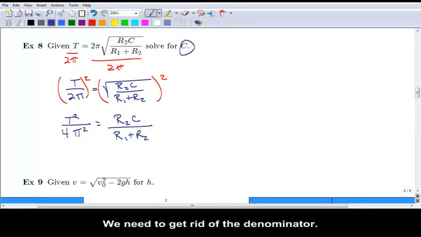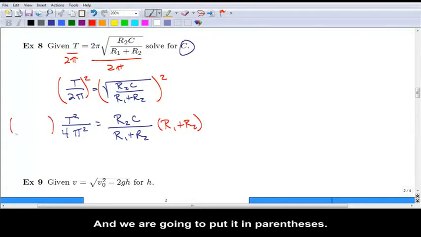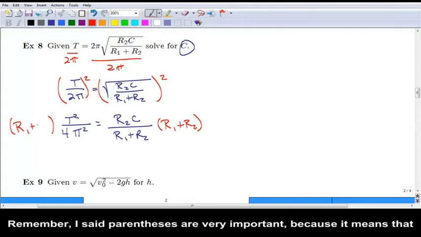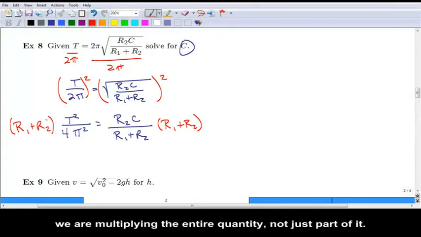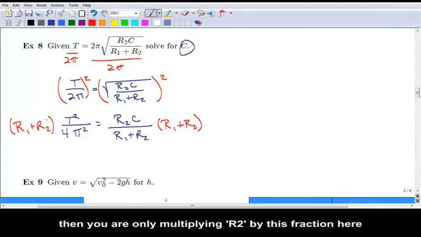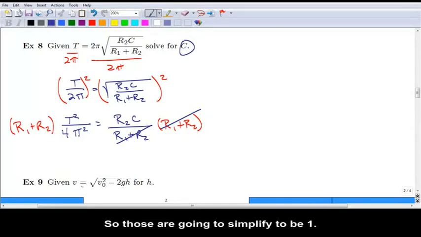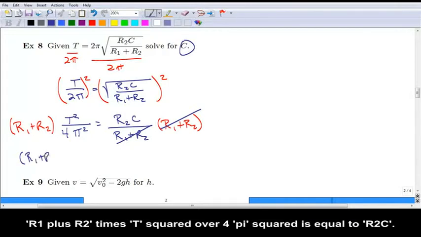We need to get rid of the denominator. So we're going to multiply by the entire denominator to get rid of it, and we are going to put it in parentheses. Remember, I said parentheses are very important because it means that we are multiplying the entire quantity, not just part of it. If you do not put those parentheses there, then you are only multiplying R2 by this fraction here and not the entire quantity, which is what you should be doing. So those are going to simplify to be 1, and we're going to be left with R1 plus R2 times t squared over 4 pi squared is equal to R2c.